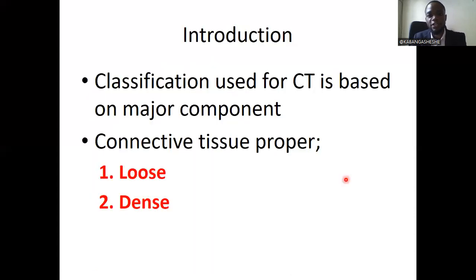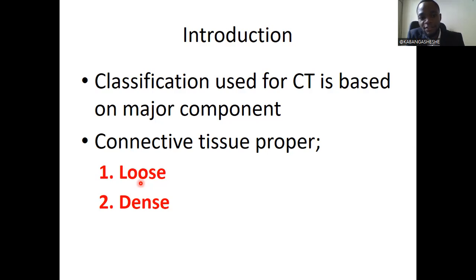So connective tissue in general, we have loose and dense connective tissue. So we have connective tissue proper. This is loose and dense. Then we have connective tissue with special properties. This is connective tissue that is specialized to perform certain functions in the body. Examples are cartilage, bone, and blood. Those are connective tissue, but you see that they have specific functions in the body.